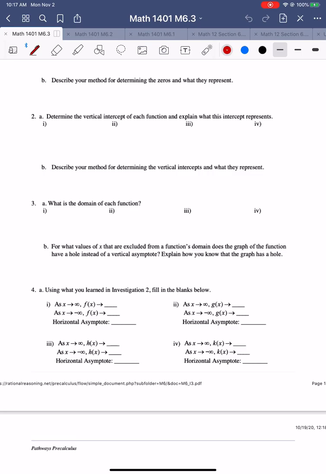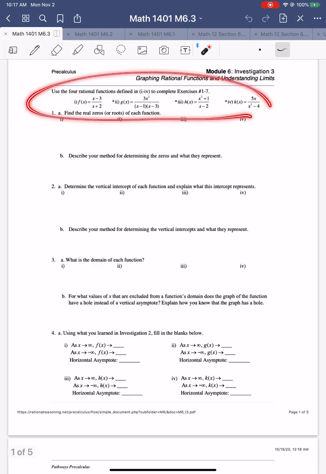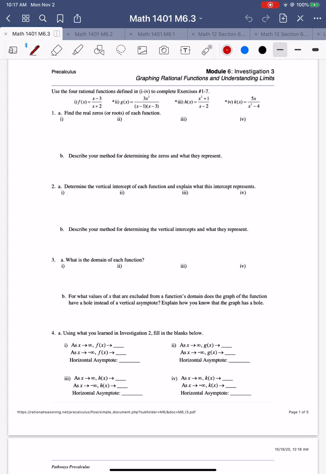So we have to actually know what function we have to use. The functions we use are right up here. There are numbers 1, 2, 3, 4. For number 1, I have to use the f function, which is x minus 3 over x plus 2. For number 2, I have to use the g function, which is 3x squared over x minus 1 times x minus 3. For number 3, I have to use the h function, which is x squared plus 1 over x minus 2.